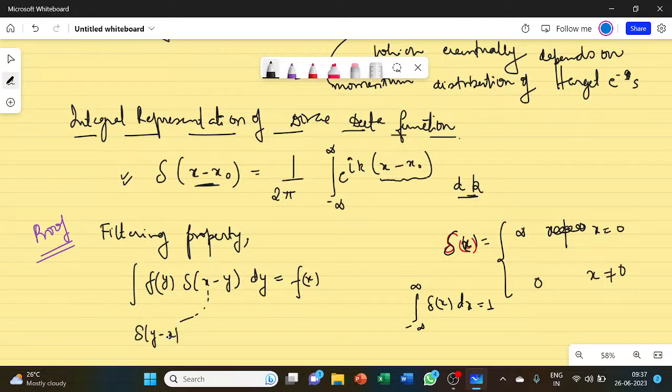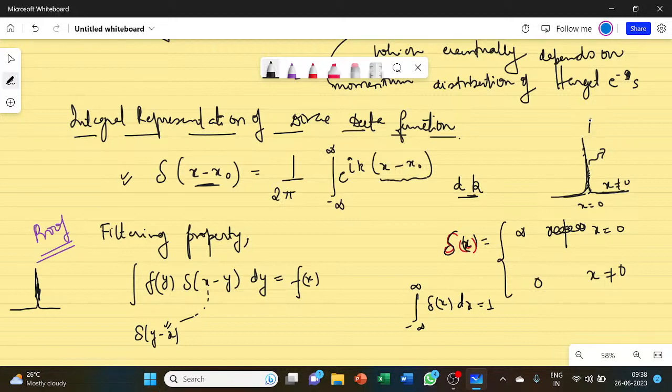Basically the Dirac delta function is situated at x, so at x you'll find a very high narrow peak. When I'm writing the Dirac delta function δ(x), situated at x equal to 0, it implies that I have a very narrow peak at x equal to 0. Whenever x is not equal to 0, this is simply 0. And the area of this peak is given to be unity.